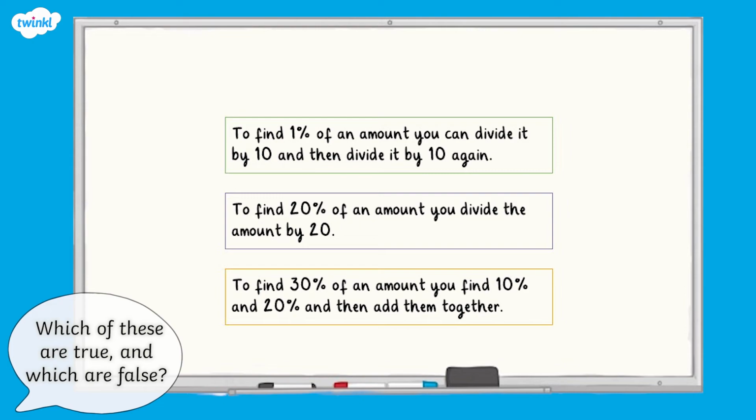Let's check your answers. The first statement was correct. Dividing by 100 is the same as dividing by 10 and then dividing by 10 again. The second statement is incorrect. To find 20% of an amount, you need 20 out of 100, which is equal to 1/5, so you divide by 5, not 20. The third statement is correct.